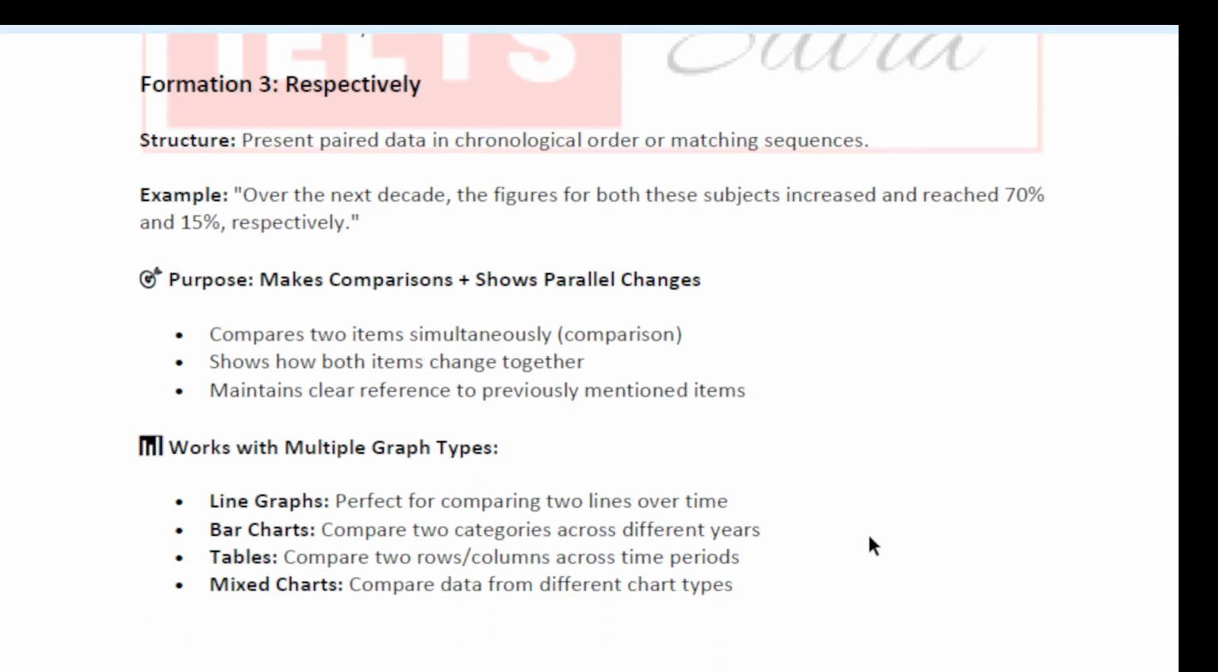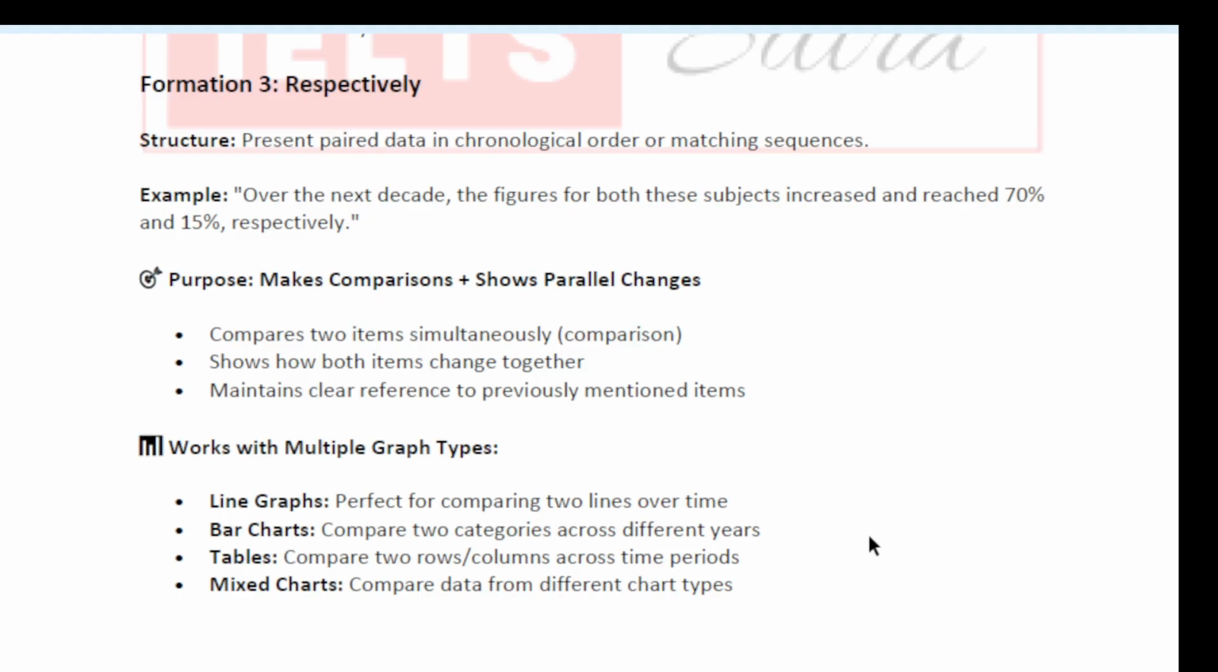Then we will talk about formation number 3. After the highest lowest formation and the followed by formation, I generally prefer to use this formation. This is called respectively. The respectively formation can also be used to make a list, like we did in the case of followed by. However, I use it to make some kind of chronological comparisons. How I do that, I would like to show you.